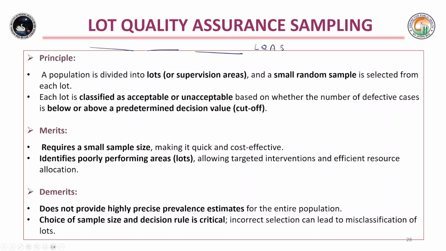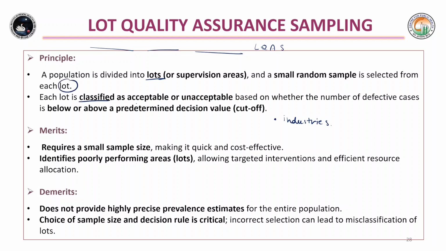This sampling method was originally developed for industries for product quality checking. Later, it became widely used in public health to monitor public health programs. Here, the principle is very simple. The population is divided into lots, and a small random sample is selected from each lot.